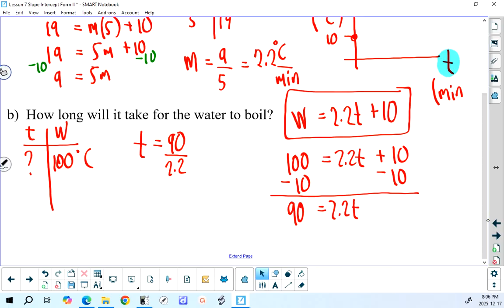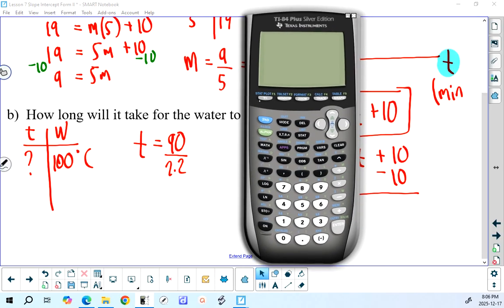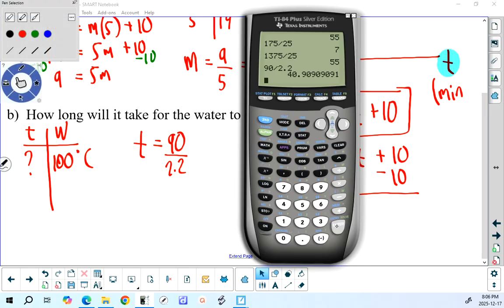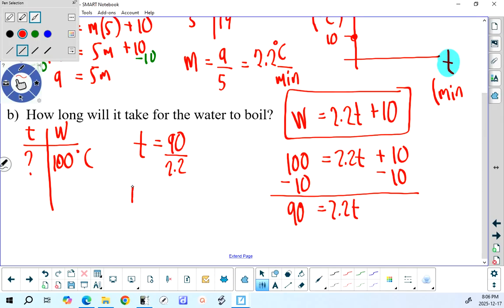It's getting late in the day for me, so I'm going to have to rely on my calculator here. Oh, I never would have got that in my head. About 41 minutes. T equals approximately 41 minutes.